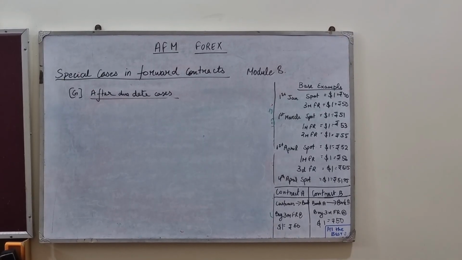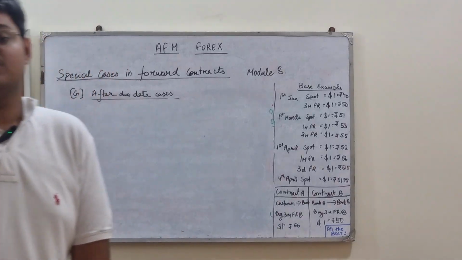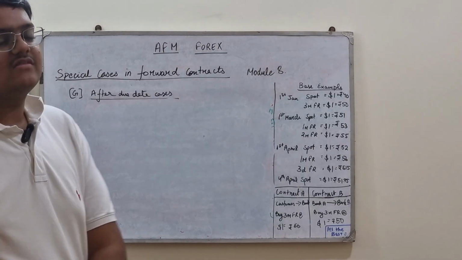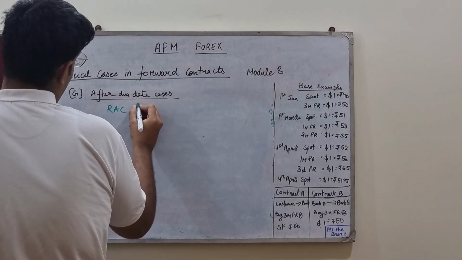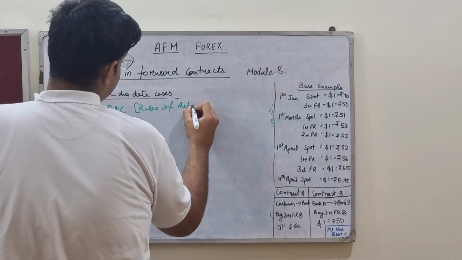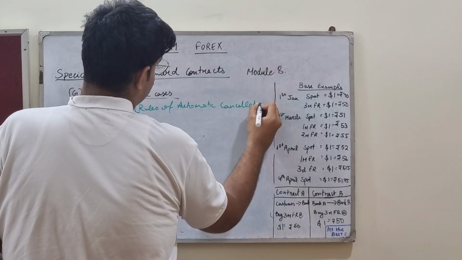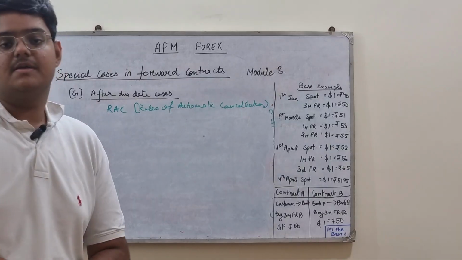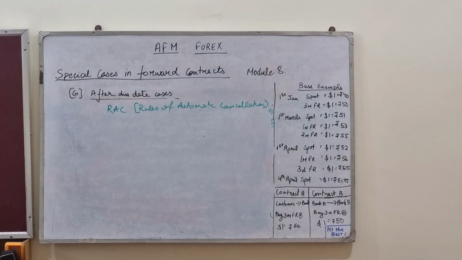Okay, so we are at the last one, that is after due date cases. Before this, we did execution before due date. This will follow the same flow, but it's quite different. Here, something called RAC is followed, that is rules of automatic cancellation. Now, rules of automatic cancellation is basically if a customer does not show up or shows up late, we have to follow rules of automatic cancellation.